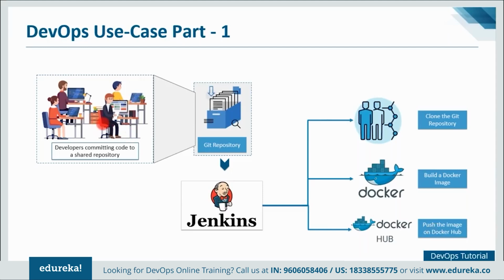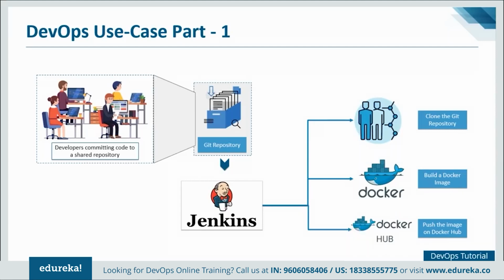Developers will be committing changes in the source code. The moment any developer commits a change in the source code, Jenkins will clone the entire Git repository. It will build a Docker image based on the Docker file that we'll create, and from there, it will push the Docker image onto the Docker Hub. This will happen automatically with a click of a button.